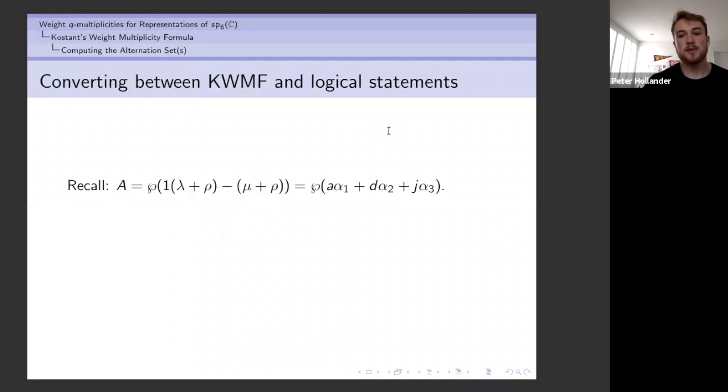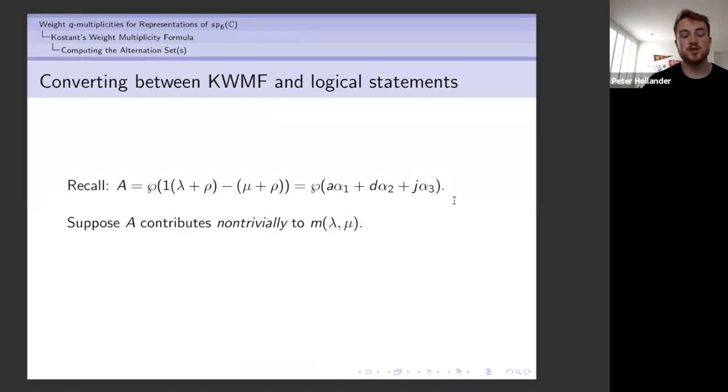So now we're going to talk about how we convert between these capital letters, which are equivalent to things that look like this, and logical statements, which is what we're going to use to reduce down potential alternation sets. So let's say that you have this first letter A, and that basically is equivalent to this.